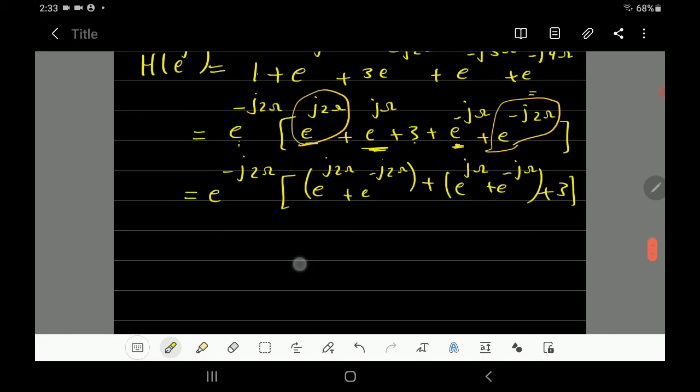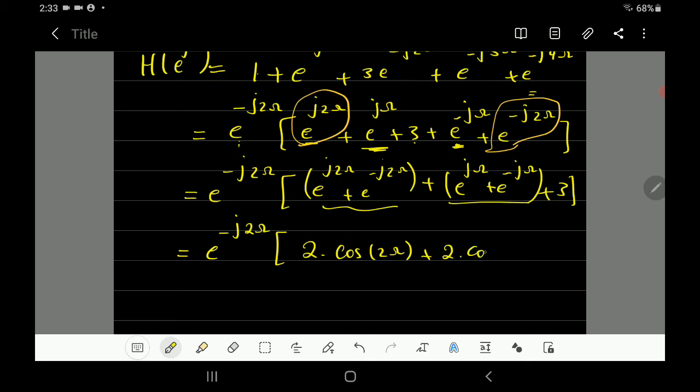All right, now it looks simple and obvious. That will be a common factor. Then you have e to the power j2 omega plus e to the minus j2 omega. That will give you, if you divide by 2, a cosine, so you have 2 cosine 2 omega. All right, and this term will be 2 times cosine omega, and that's a fixed term, you see. So that will be the frequency response.